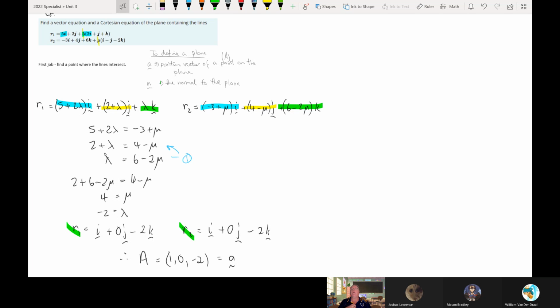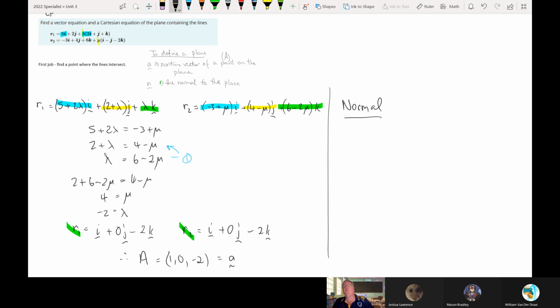Now, if we want to define a vector, sorry, the vector equation of a plane, we need two pieces of information. We need a point, which we've got now. Tick. Okay. We need the normal. So we need to find the normal to this plane. Okay. So there's my point. The next step is the normal.